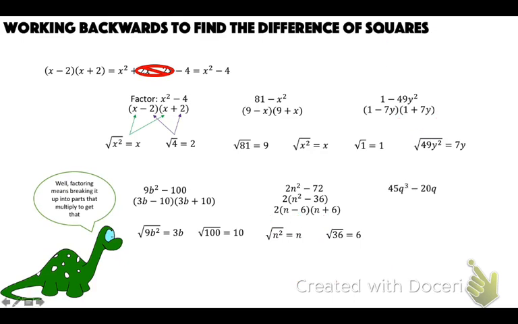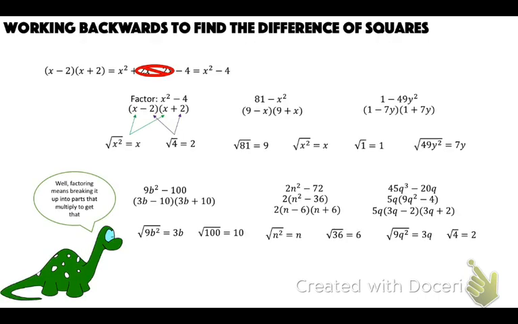Last one, 45q cubed minus 20q. GCF there, I'm thinking it's 5q, so we can take out a 5q, and we're left with 9q squared minus 4. Now, these two things can be square rooted, so that's good for us. So the square root of 9q squared is 3q. The square root of 4 is 2. So it's going to be 5q, 3q minus 2, and 3q plus 2.